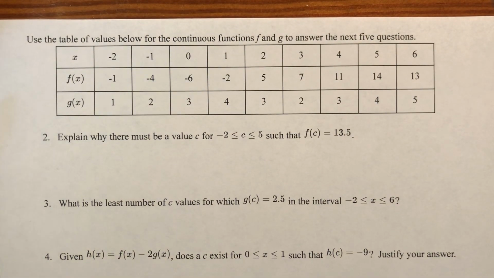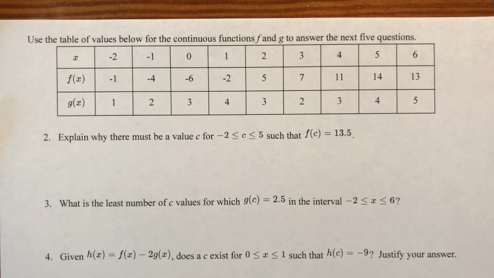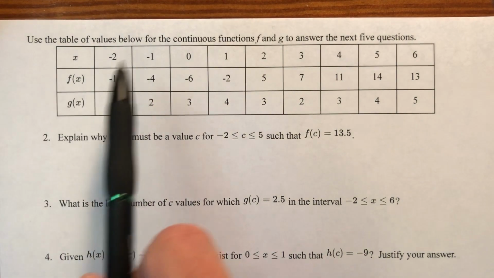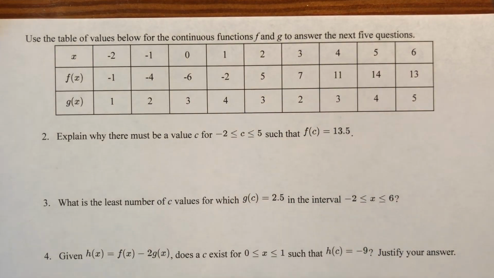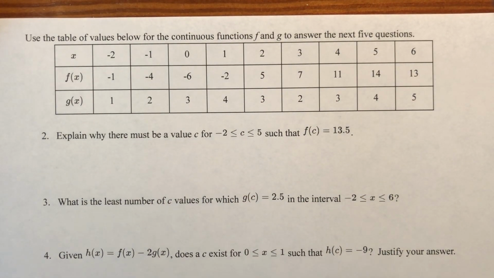Okay, intermediate value theorem questions often are sneaky in the way they sneak things in. Use the table of values below for the continuous functions, good to know. Just because you're given a table of values doesn't mean the function is continuous. They will need to tell you that. Or later you're going to see the word differentiable. That's going to happen as well.